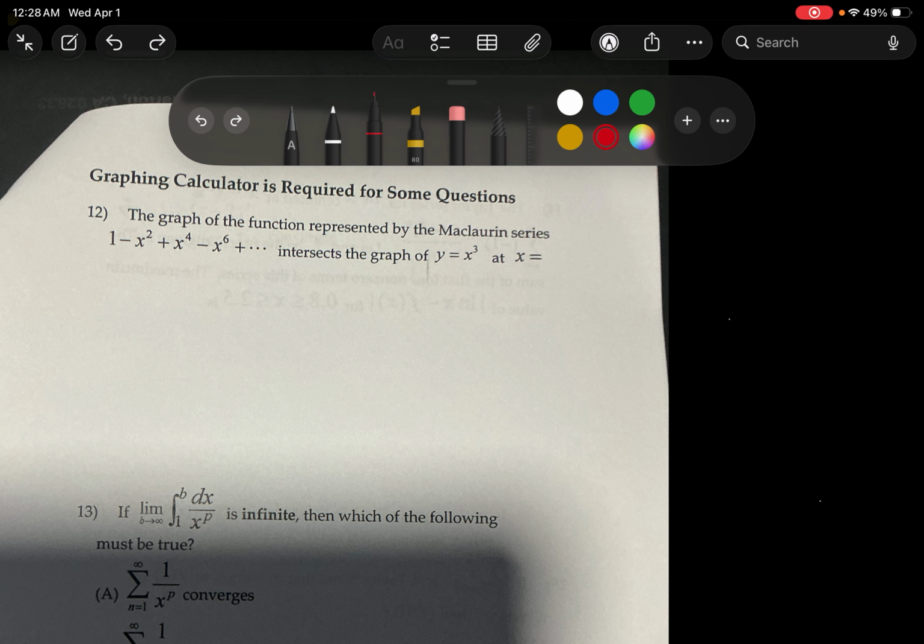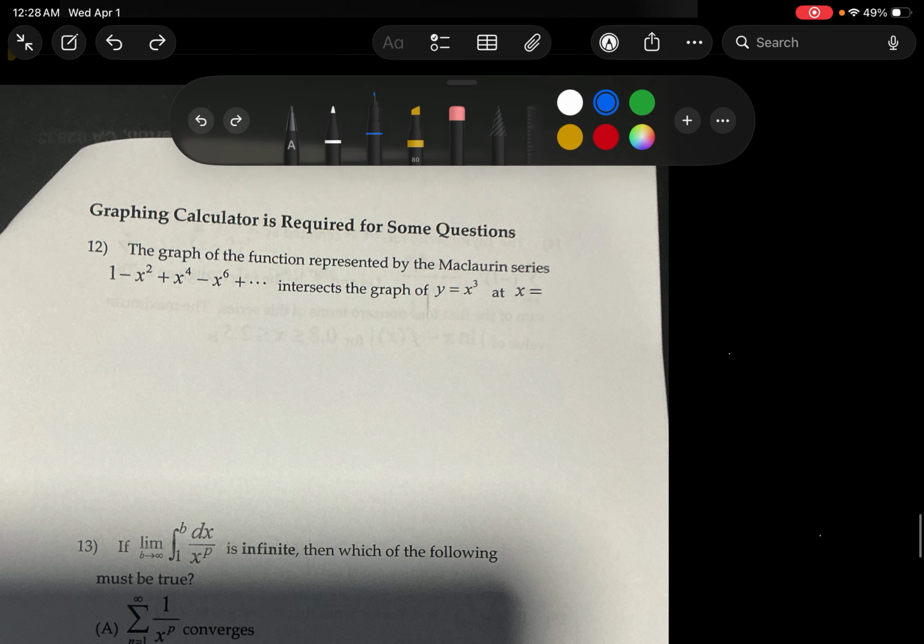There you go. Alright, the graph of the function represented by the Maclaurin series 1 minus x squared plus x fourth minus x to the 6 intersects the graph of y equals x cubed at x equals. So since there's no factorials, we can automatically assume that this is a 1 over 1 minus x series expansion, which is going to be, since there's 4 terms here, I'm going to do the first 4 terms.